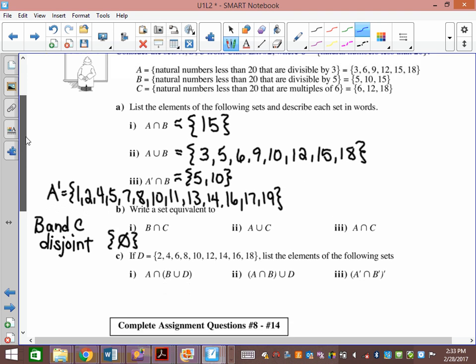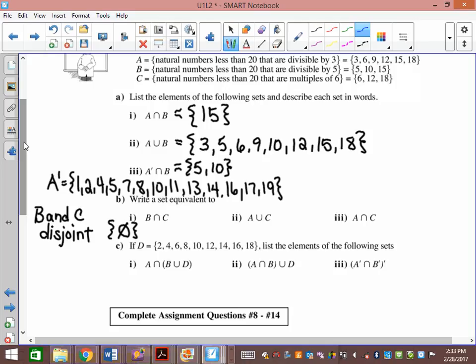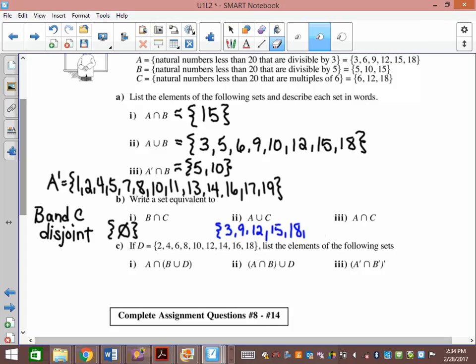So A or C. What's in A or in C? Kathleen. 3, 6, 9, 12, 15, 18, and 10. Because or is in either, right? So if it's in A or in C, I list it. 3, 6, 9, 12, 15, 18. Oh, these overlap. A and C. Liam.